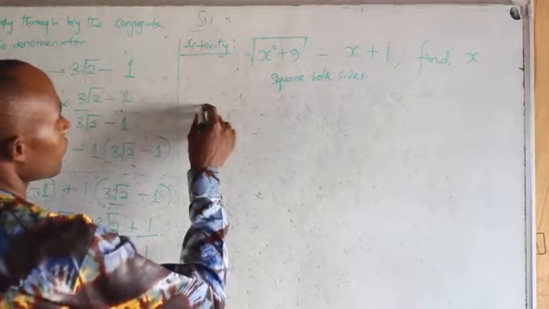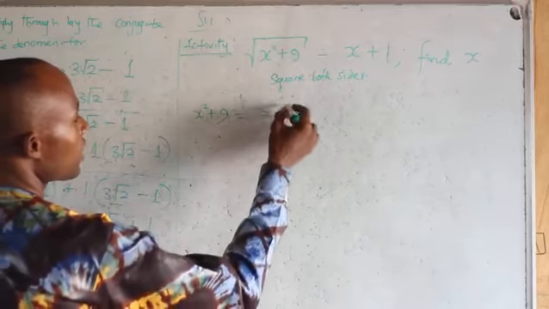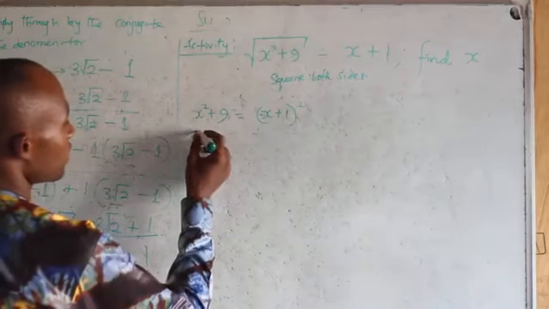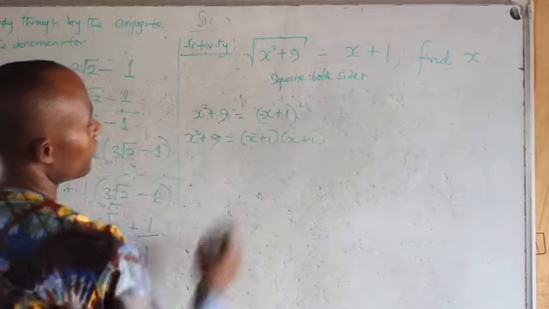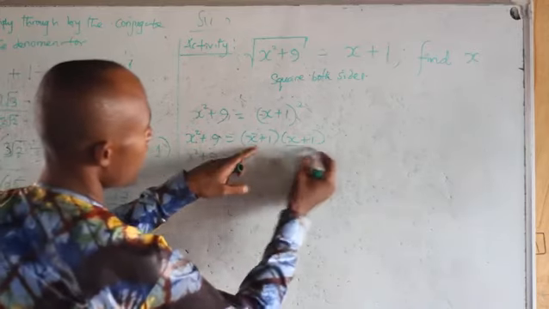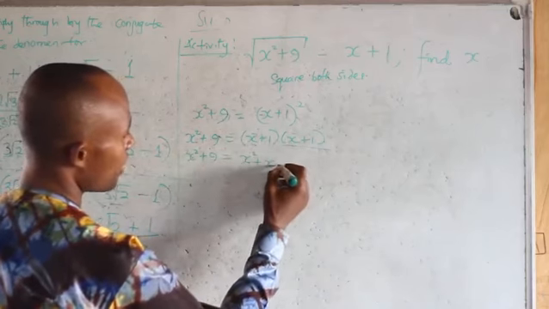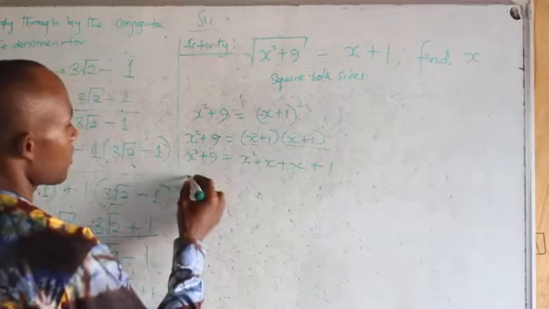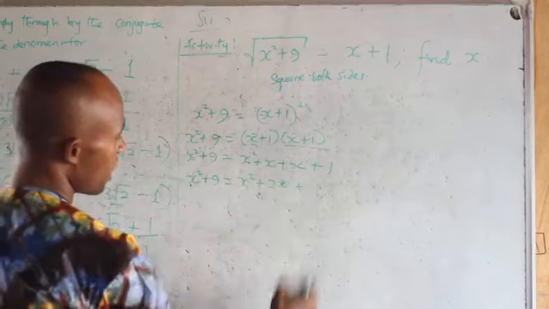When we square both sides, the root will go, so we're going to have x plus 1 squared. This becomes x squared plus 9 is equal to the square of x plus 1, that is x plus 1 times x plus 1. Open this: x times everything here gives x squared plus x, and 1 times everything gives plus x plus 1. This will give us x squared plus 9 is equal to x squared plus 2x plus 1.